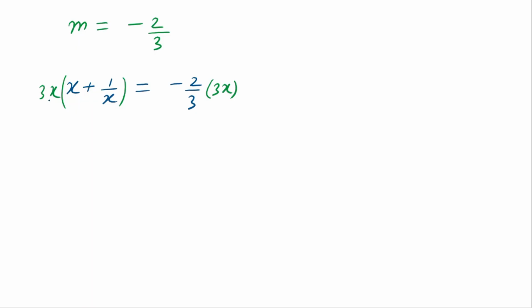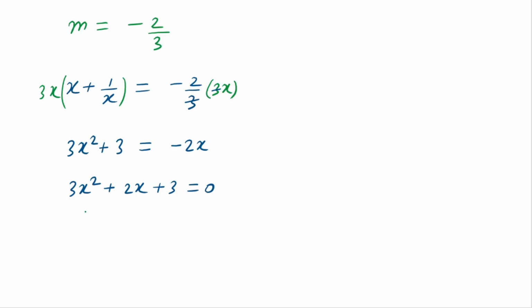Then on the left hand side, 3 times x is 3x square plus, and 3 times x multiplied by 1 over x gives 3. On the right hand side, this 3 and this 3 cancel out, minus 2 times x is minus 2x. Now if we take all the expressions on the same side, then 3x square plus 2 times x plus 3 is equal to 0.